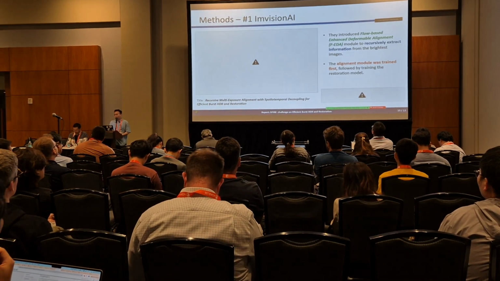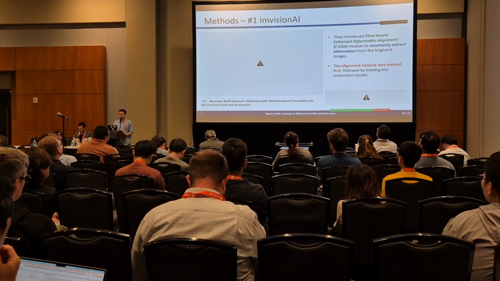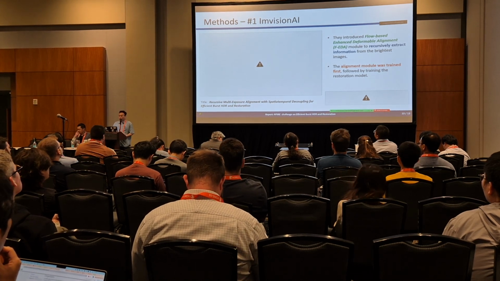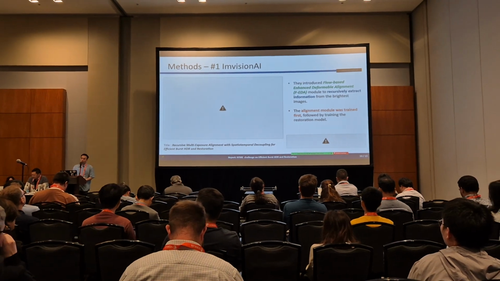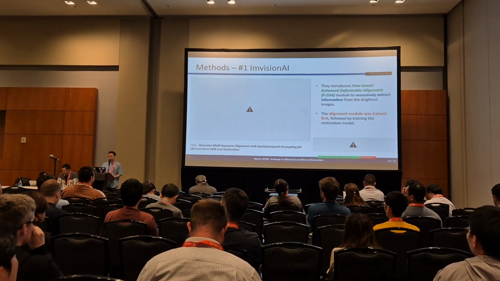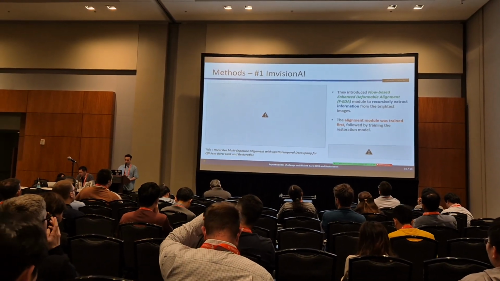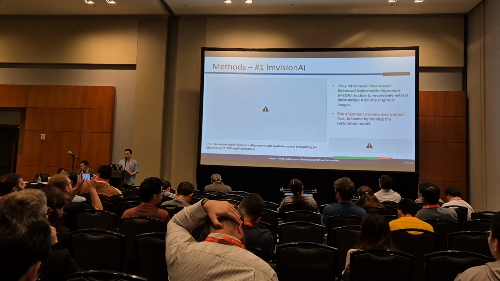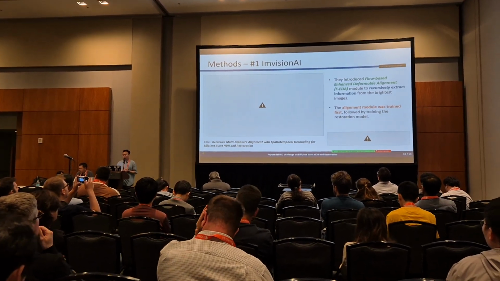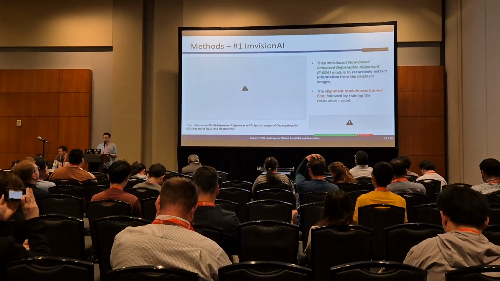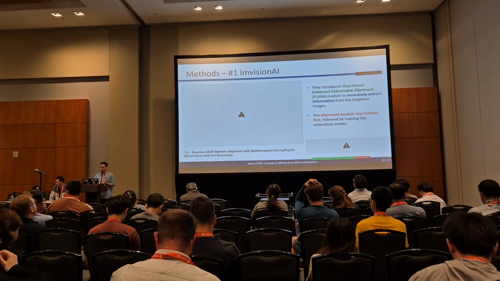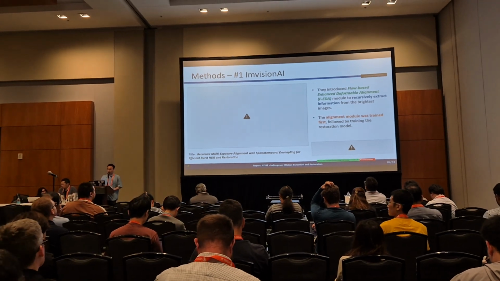And the next insightful idea from this team is that the alignment model was trained first, followed by training the restoration model. So there are two phases in the training time. In the first phase, the alignment model was trained, and in the second phase, the restoration model is trained while the trained alignment model is processed.